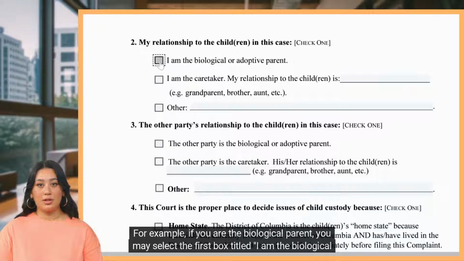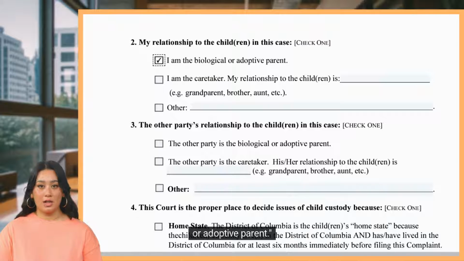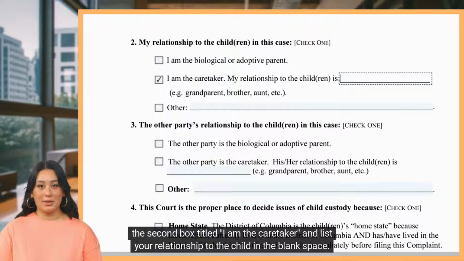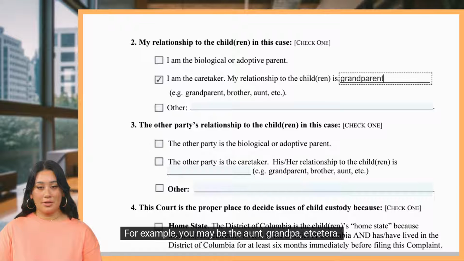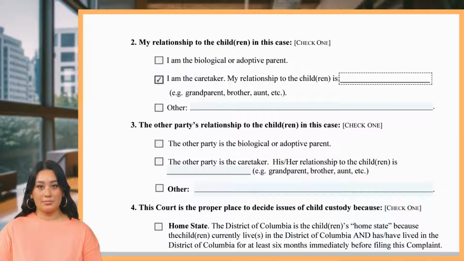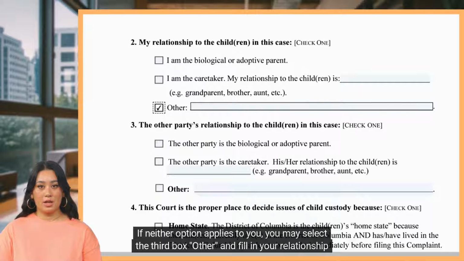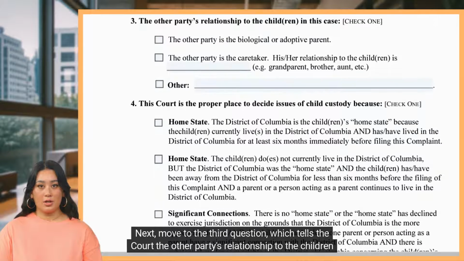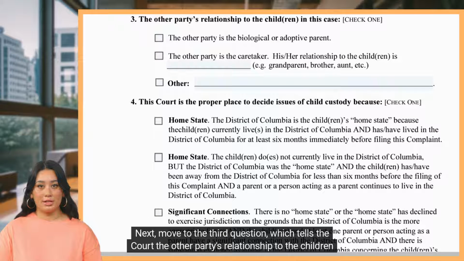For example, if you are the biological parent, you may select the first box titled, I'm the biological or adoptive parent. If you are not the biological parent, but you have been the caretaker of the children, you may select the second box titled, I'm the caretaker, and list your relationship to the child in the blank space. For example, you may be the aunt, grandpa, etc. If neither option applies to you, you may select the third box, Other, and fill in your relationship to the children.